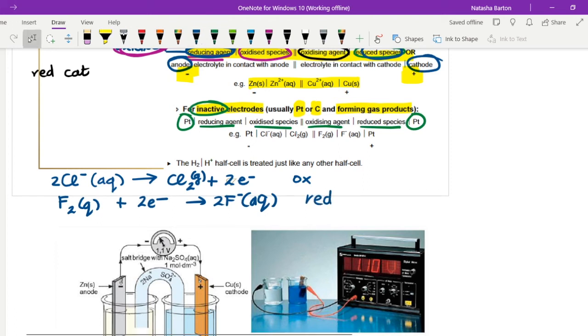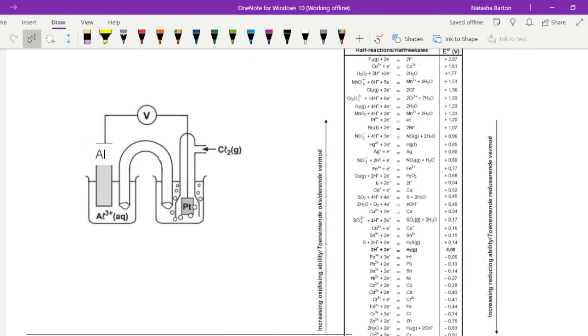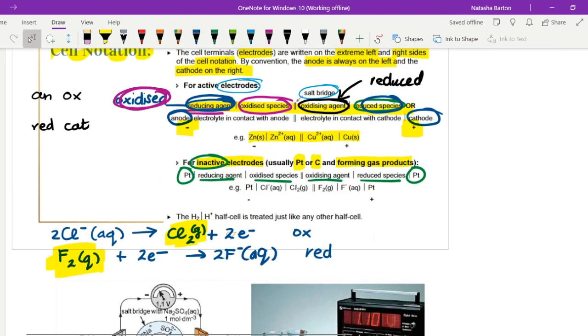So just to make sense of this, because this is a gas and that's a gas, remember, you can't have a gas per se as an electrode. So we use platinum electrodes like this. Can you see over here? We have gas bubbles. We pump in the chlorine gas or the fluorine gas. The bubbles bubble around the platinum, and then they're able to interact with the ions in solution. That electrode basically allows the bubbles to stick on there. So over here, we write out platinum because that is one of the inactive electrodes.